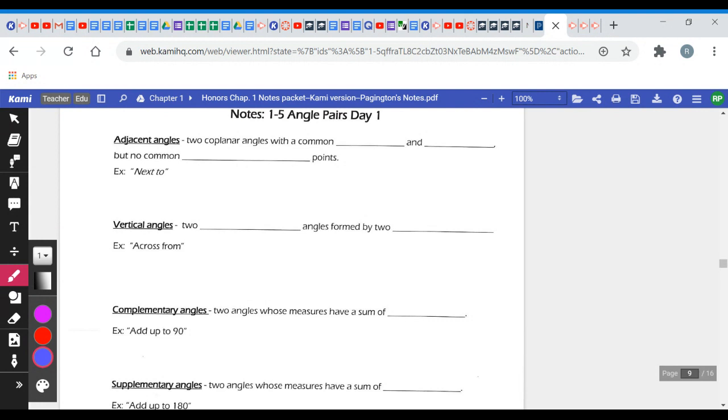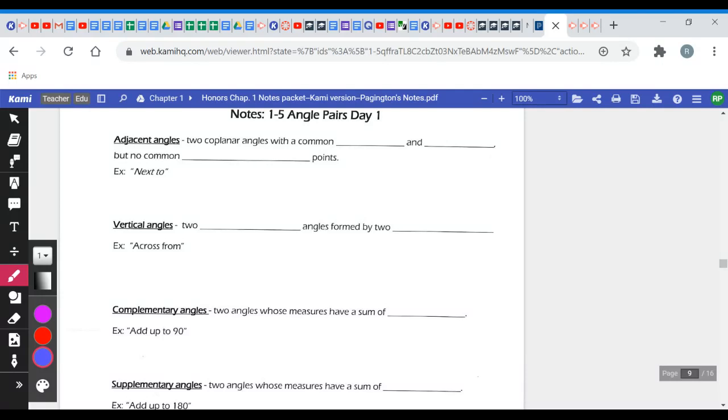Okay, welcome to Section 1-5 Notes, Day 1, and this is on angle pairs. So we have 4 different types of angles, kind of key terms that we need to know, and we're going to use these words throughout all of geometry. So they're really important to get the difference between these down.